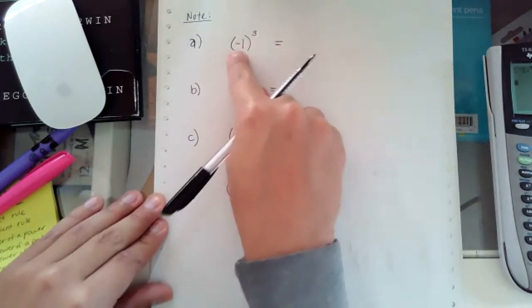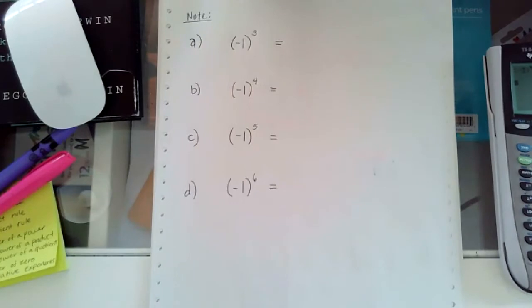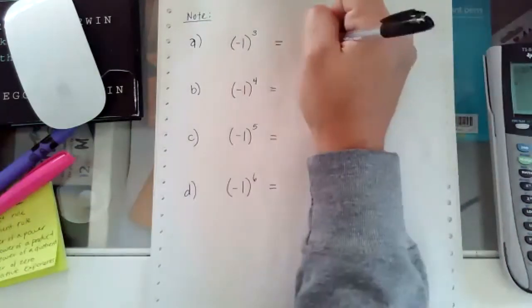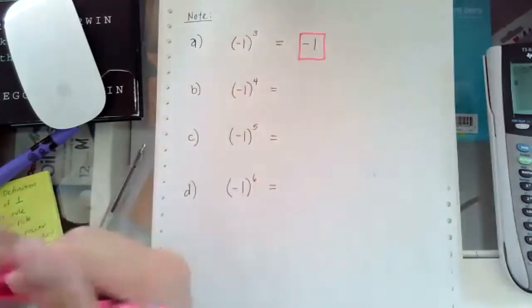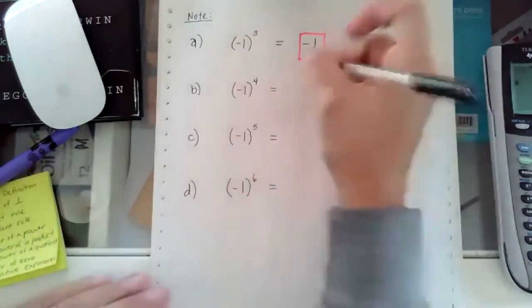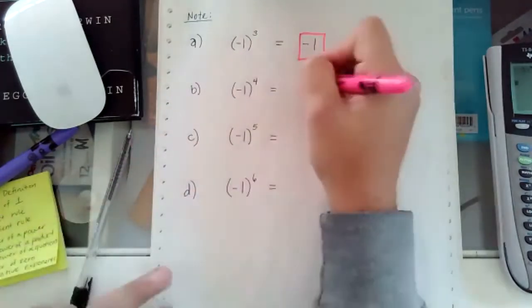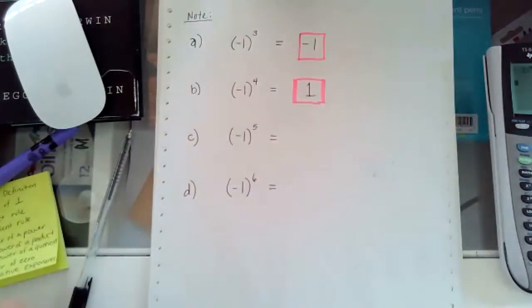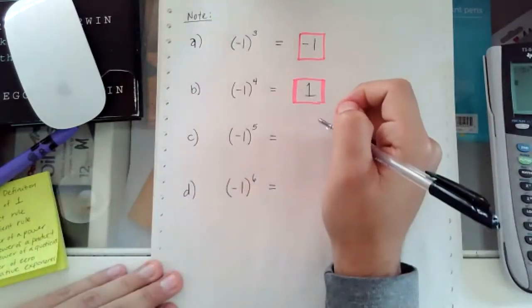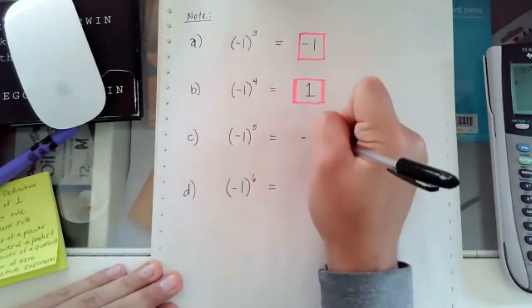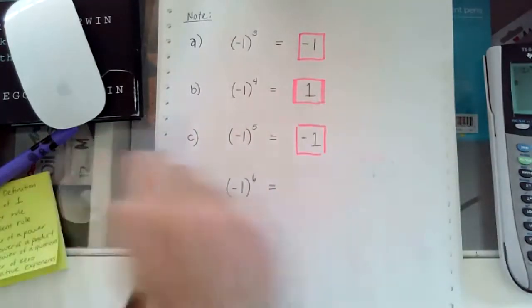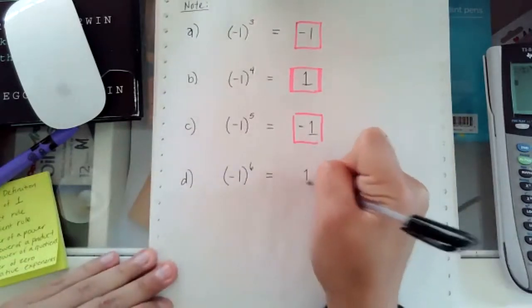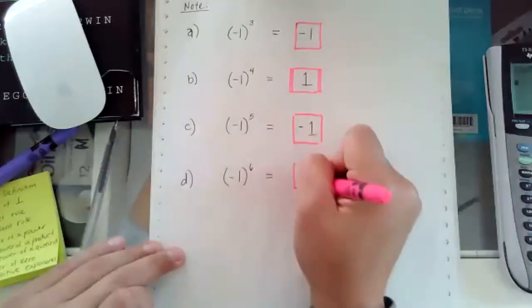What should we be able to simplify -1 to the third power to? It's -1. Yeah, that's just -1. And what about -1 to the fourth power? It becomes +1. Yeah, it's +1. What about -1 to the fifth power? -1. And then what about the sixth power? +1. Okay.